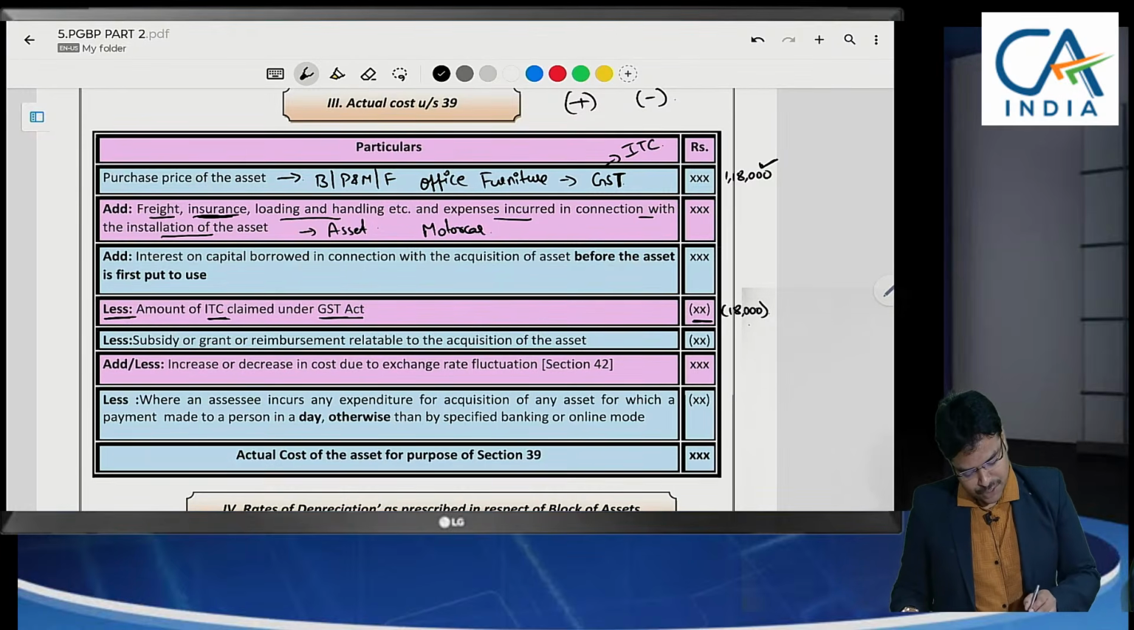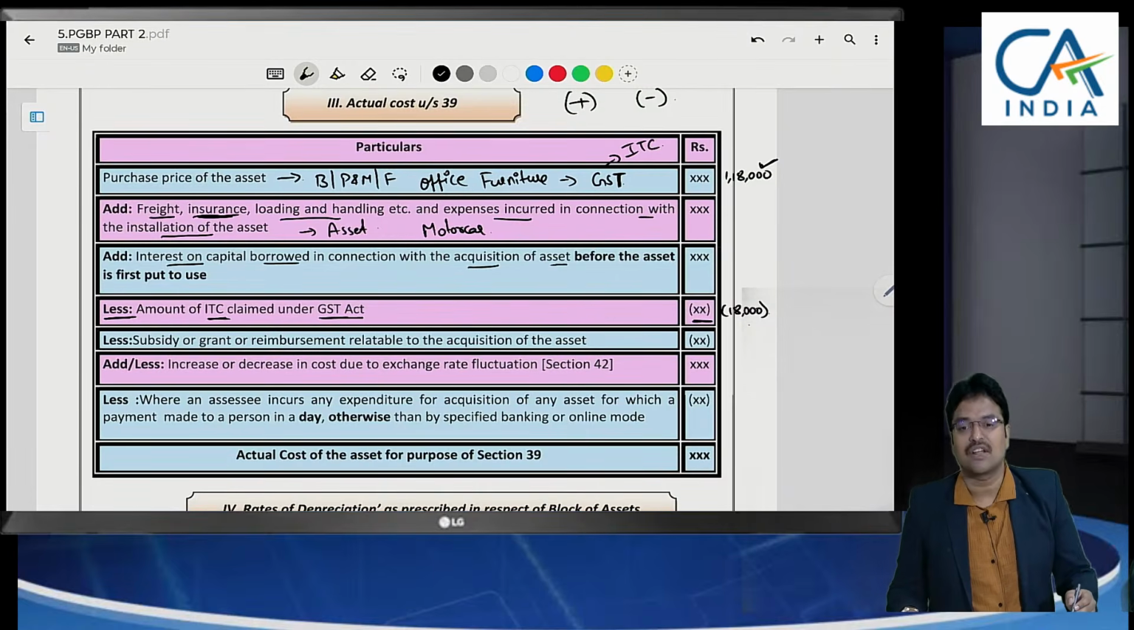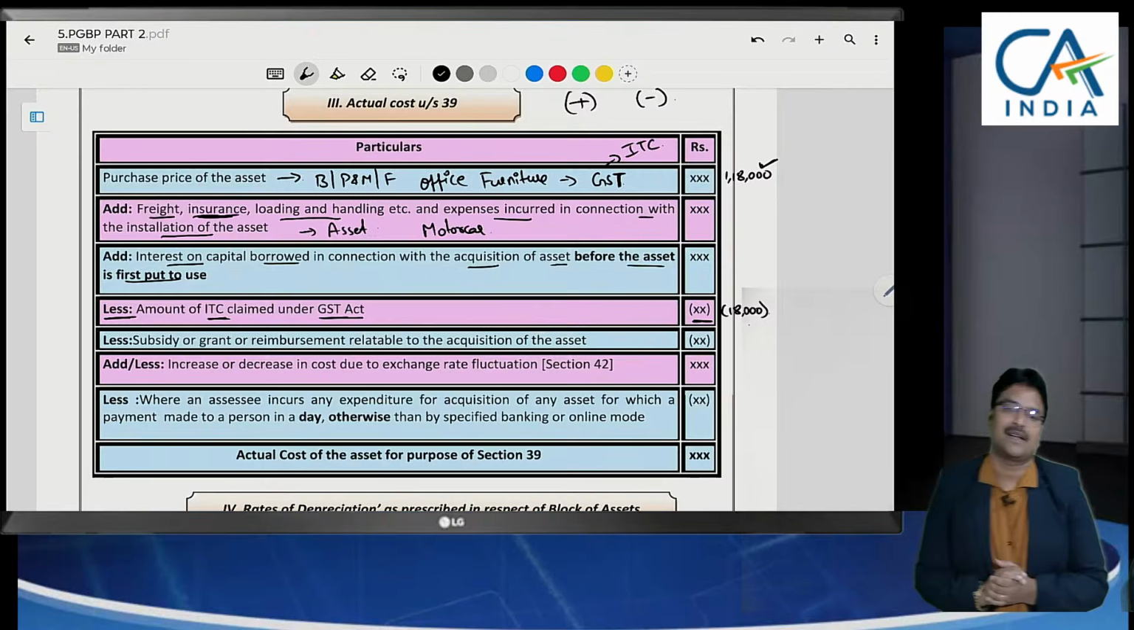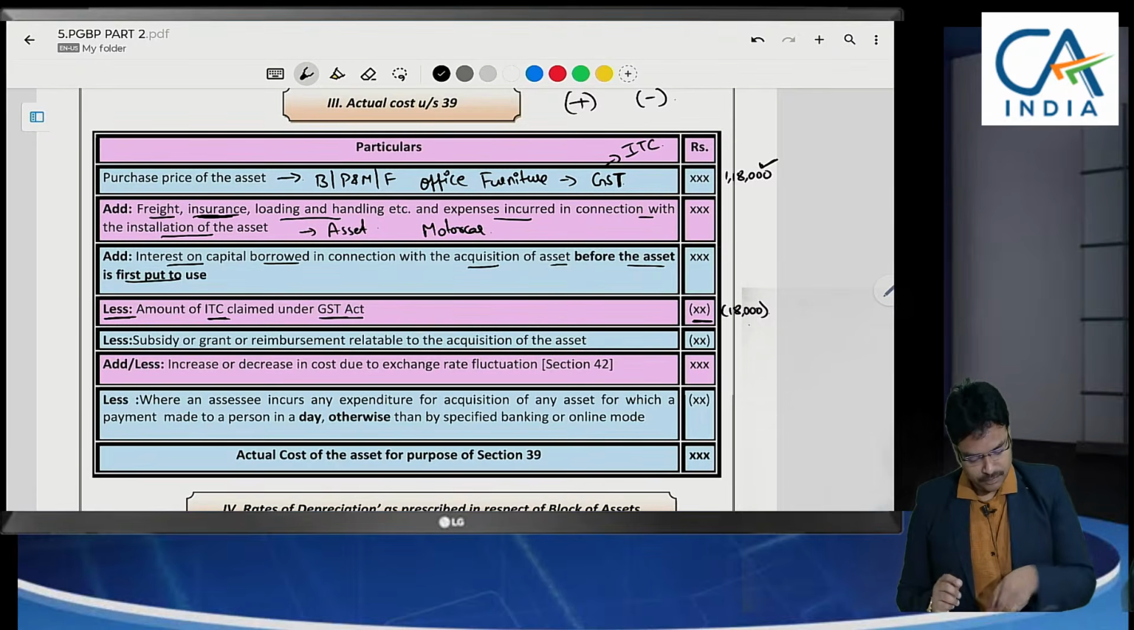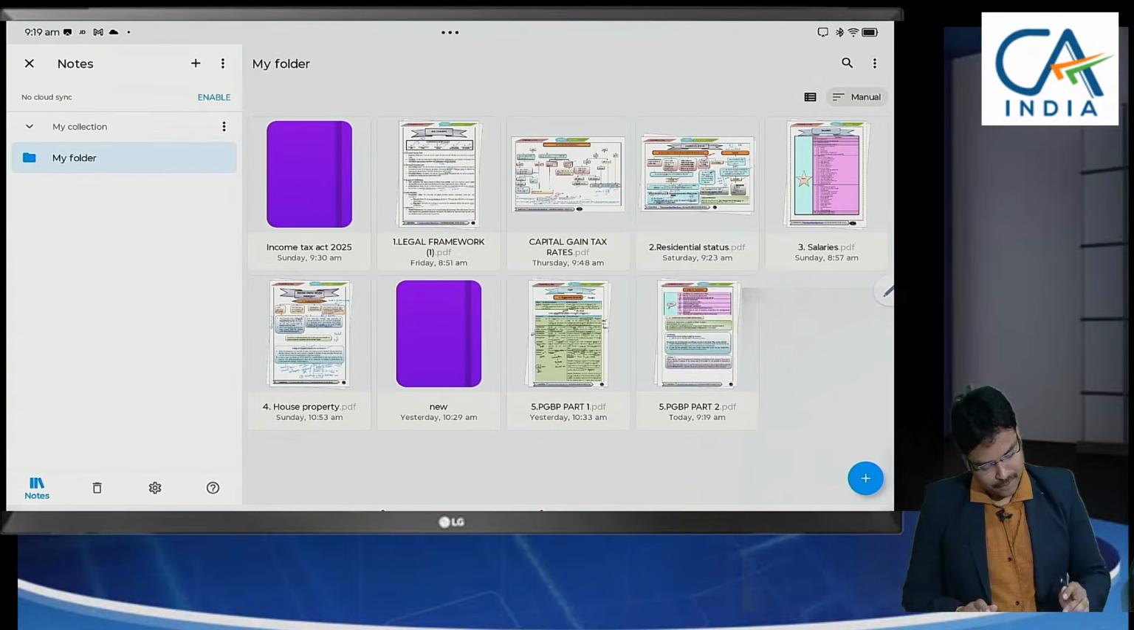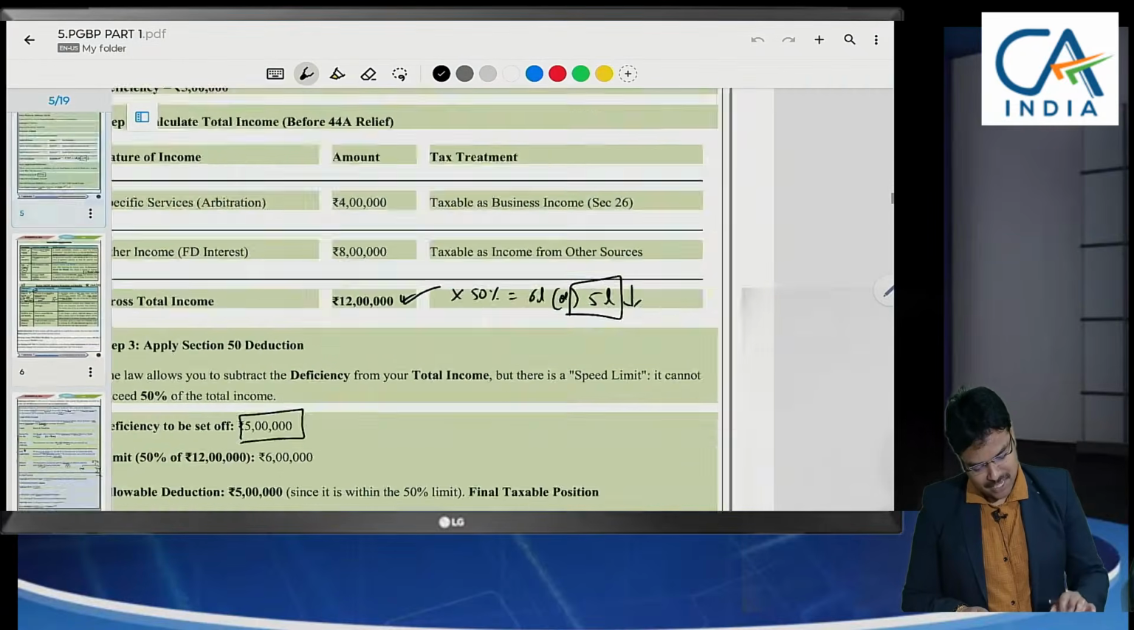And coming to the next one, interest on capital borrowed in connection with acquisition of the asset before the asset is first put to use. This is a very important aspect which has already been discussed earlier in section 32 also. The capital borrowed, in the last session itself we had a discussion on this aspect.